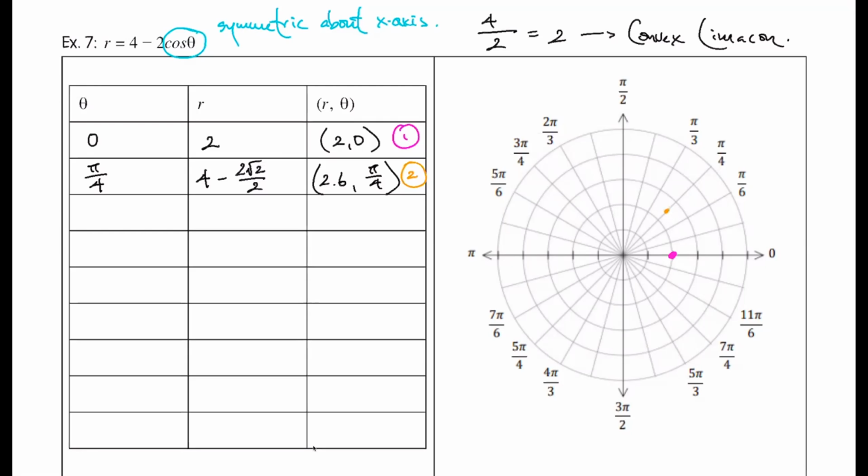Okay. Well, let's plug in pi over 2 and see what that gets us. Cosine of pi over 2 is 0, so 4 minus 0 gives me 4. And so I'll get 4 comma pi over 2 as my third point. So I'm going to go to pi over 2 and go up 1, 2, 3, 4.